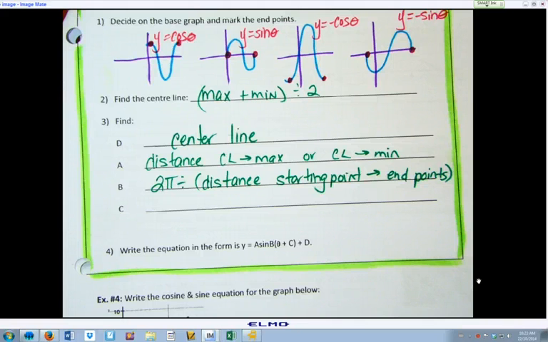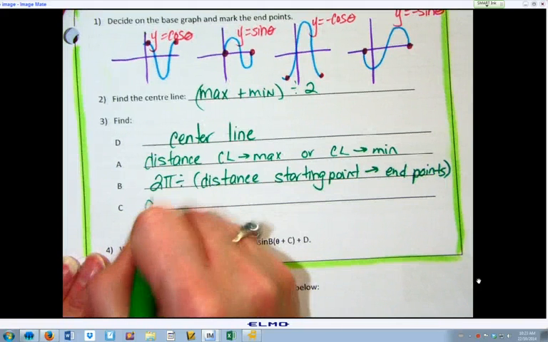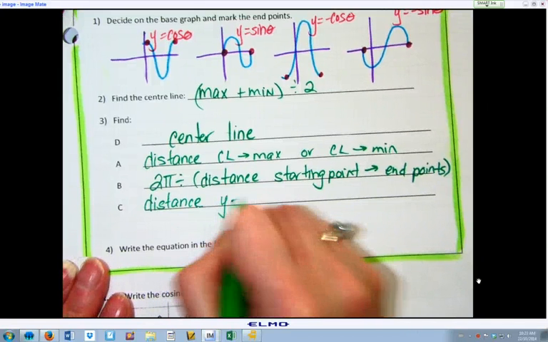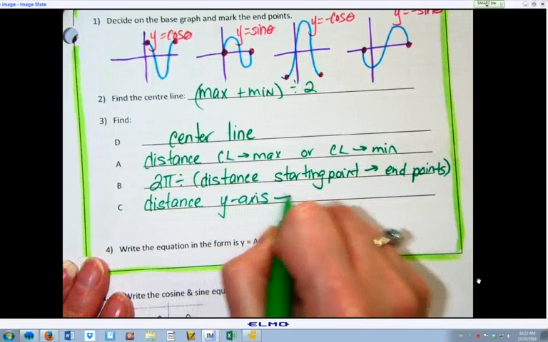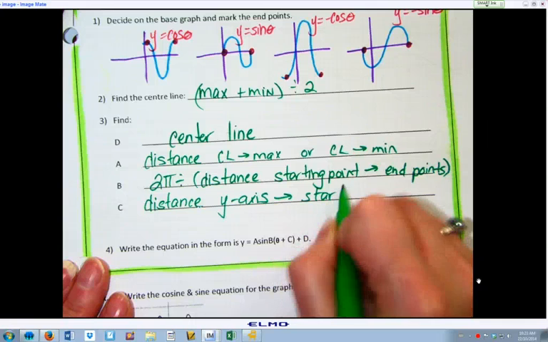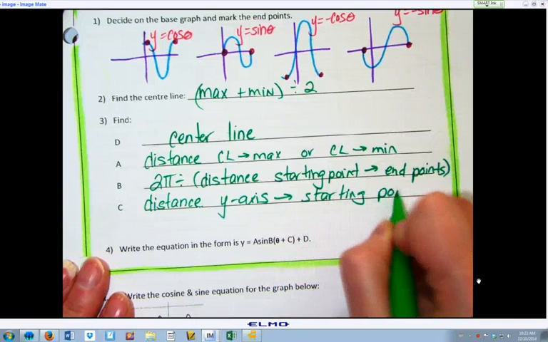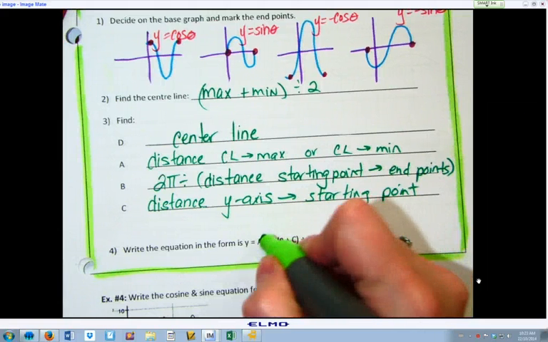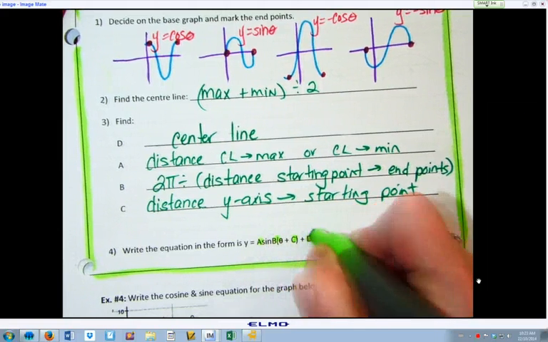C is the phase shift, or the horizontal translation. So that is the distance from the y-axis to your starting point, because that will tell you how much you've shifted it over. So distance from the y-axis to your starting point. And then we just substitute those into the equation, and we're done.